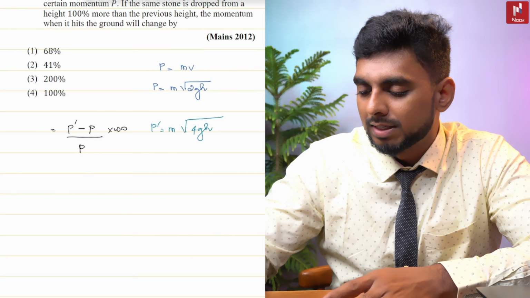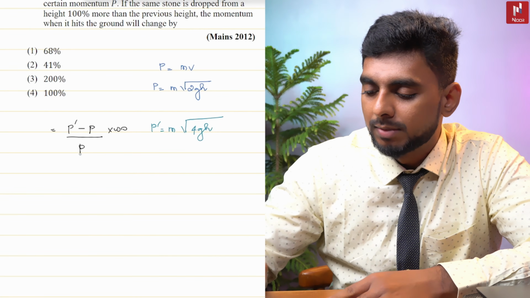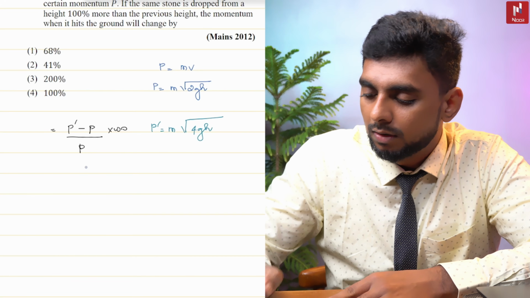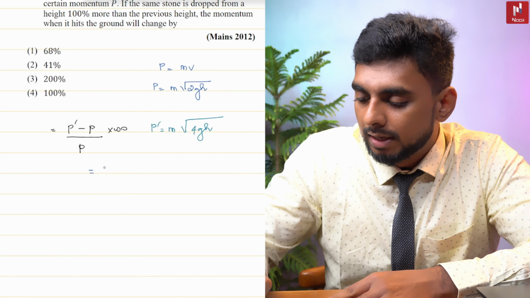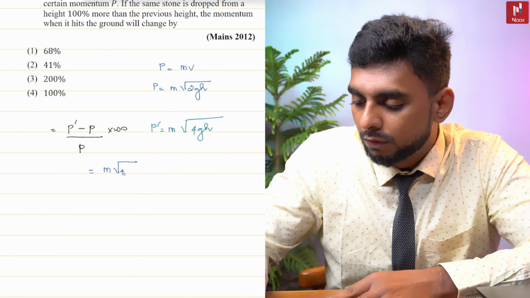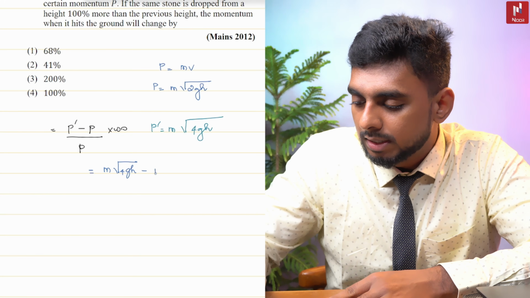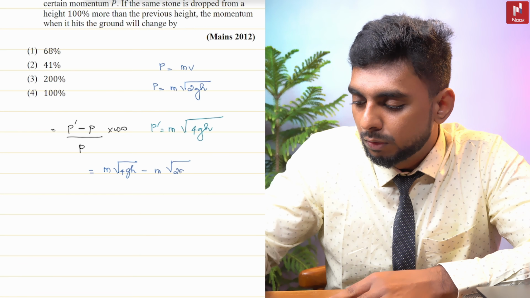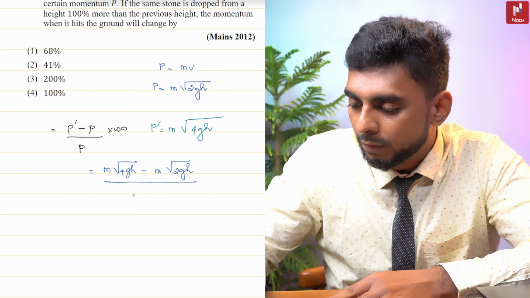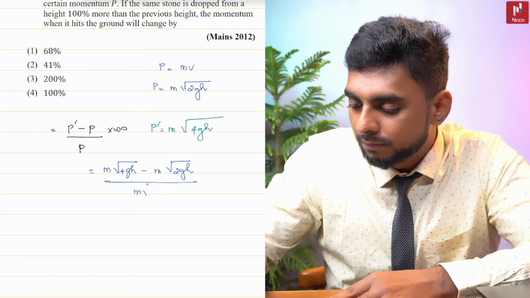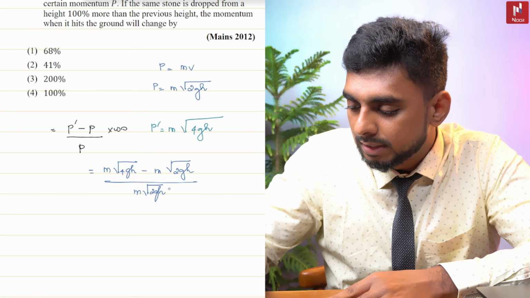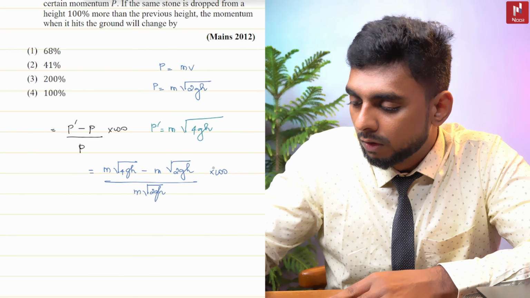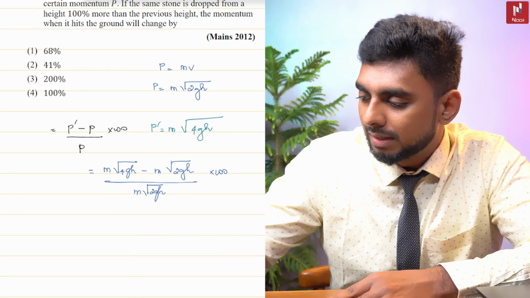Now let me do the subtraction and I'll just plug in all those parameters into it. You'll end up getting the answer. So you will have p dash minus p equals m root 4gh minus m root 2gh, divided by m root 2gh, into 100. Obviously I'll be able to cancel out the same stuff, right?